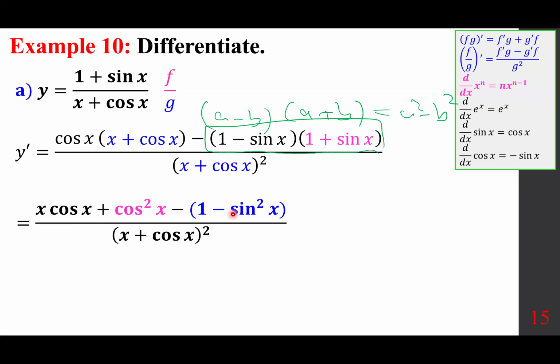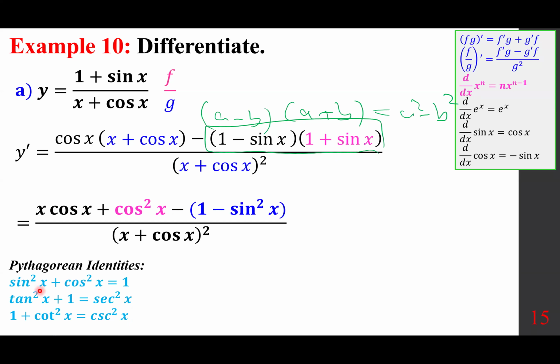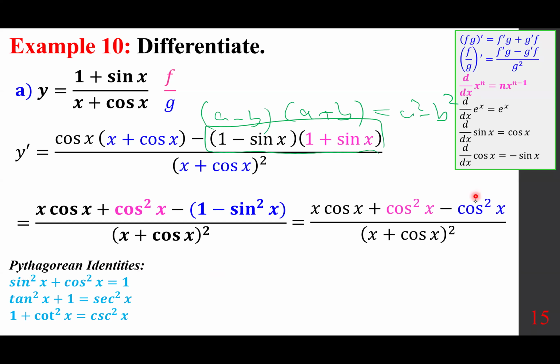And I hope you remember that this is cosine squared by the Pythagorean theorem. Sine squared plus cosine squared equals 1. Tan squared plus 1 is secant squared. 1 plus cotangent squared is cosecant squared. If you look at this one, that means 1 minus sine squared is cosine squared. 1 minus cosine squared is sine squared. So clearly this one is cosine squared, and these two cancel each other. And we are done.